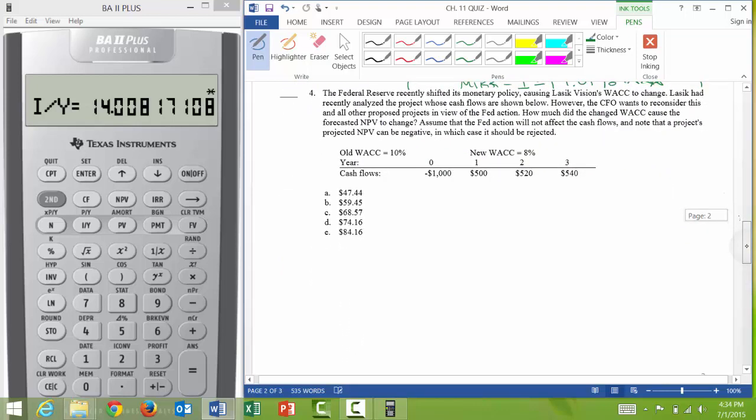Okay, so the Federal Reserve recently shifted its monetary policy, causing LASIK Vision's weighted average cost of capital to change. LASIK had recently analyzed the project whose cash flows are shown below. However, the CFO wants to reconsider this and all other proposed projects in view of the Fed action. So how much did the changed weighted average cost of capital cause the forecasted net present value to change? So we have an old weighted average cost of capital and then a new weighted average cost of capital.